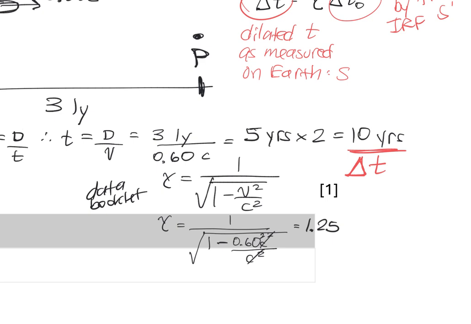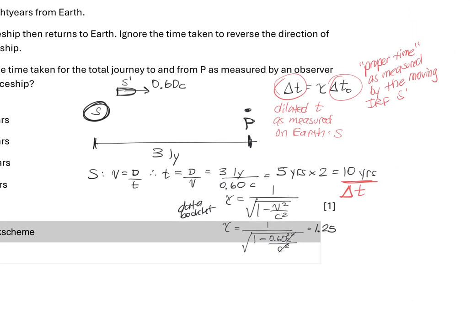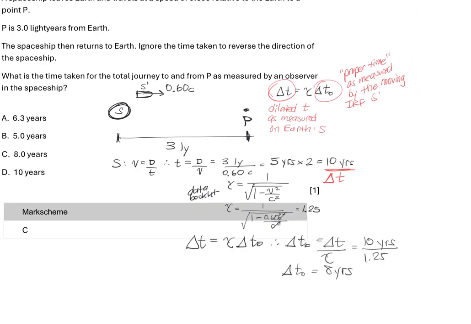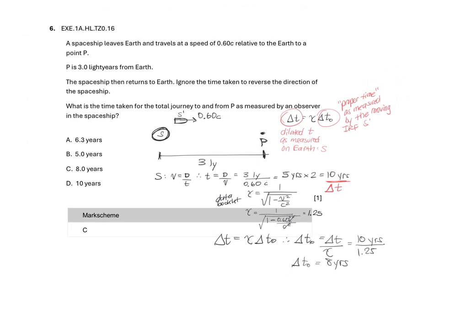And so when you square that, we get 0.6 squared times c squared. And so the c squareds cancel. So I have 1 minus 0.6 squared, square root that, 1 over that whole thing. In the end, we get 1.25 for our gamma. And so going up to that proper time, if the dilated time is gamma times the proper time, then proper time is dilated time divided by gamma. So that's 10 years over 1.25, and we get 8 years, which is choice C.